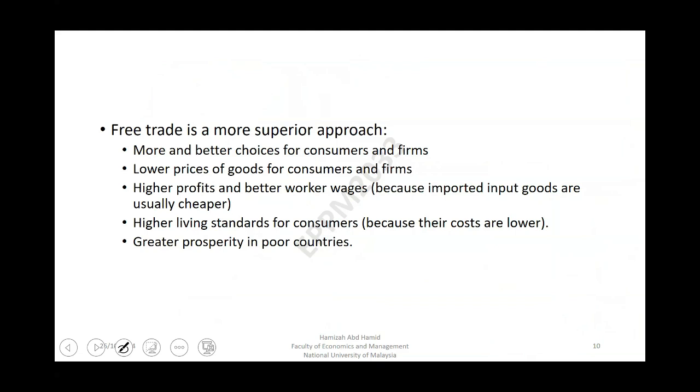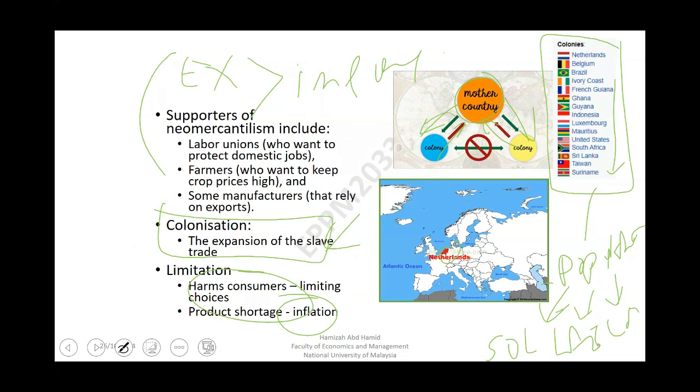And because of that competitiveness, there's better wage for workers. And if workers get better wages, they are able to become better consumers and they have higher standards of living. And throughout that process, poorer countries can increase their standard of living and become less poor. Here, under mercantilism, the poor countries will stay poor because they need to serve the mother country.